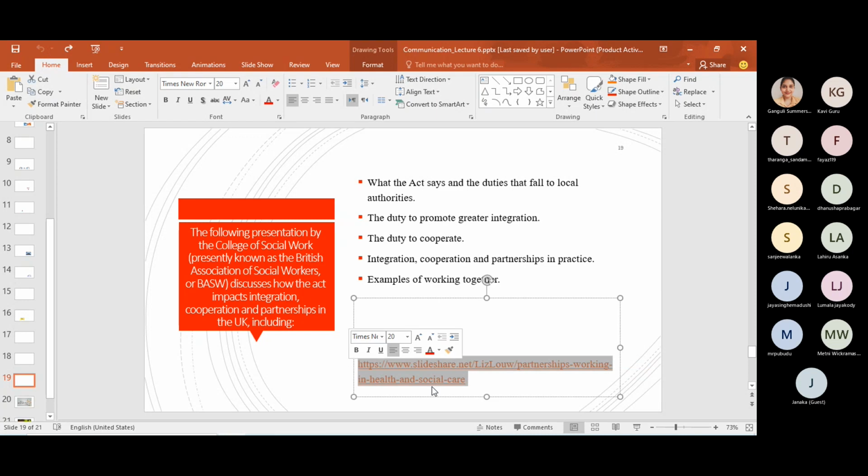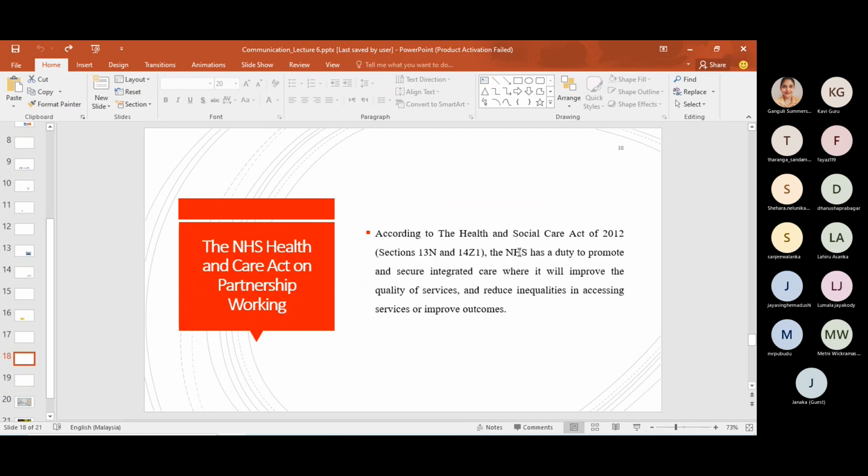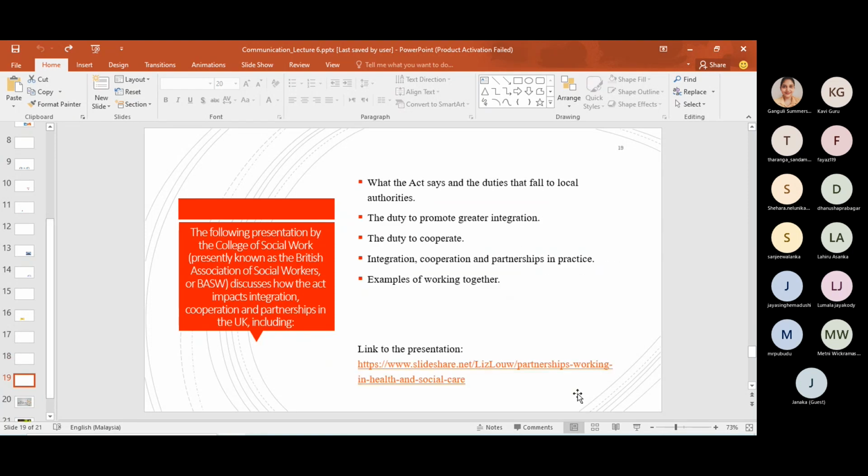I will just quickly, because this presentation, I have put the link of the presentation here. So since you have the link, you guys also can access this presentation later on. Here we talked about the Health and Social Care Act in the United Kingdom, right? In this presentation, you will learn about another act in the United Kingdom called the Care Act, which was made in 2014.